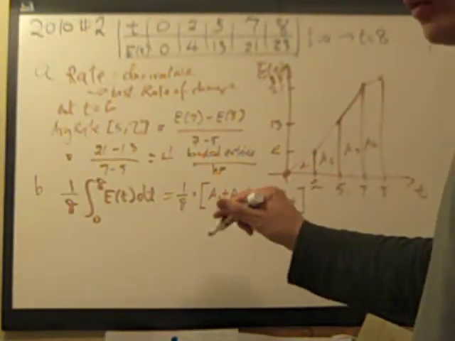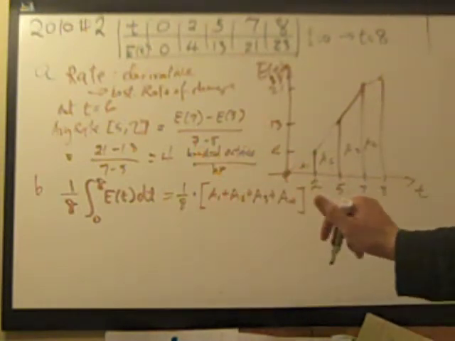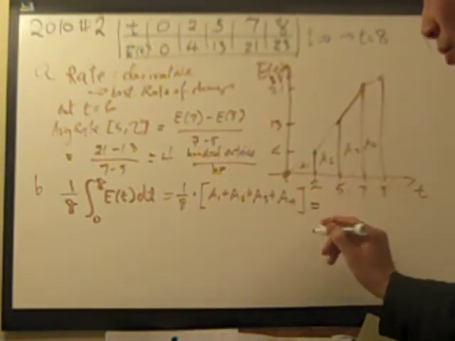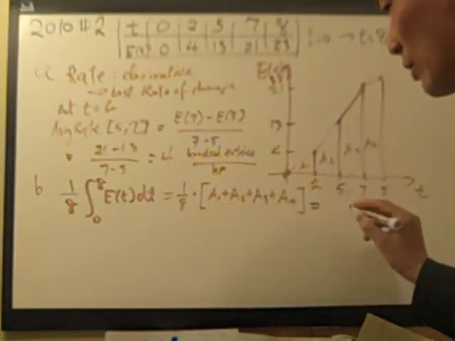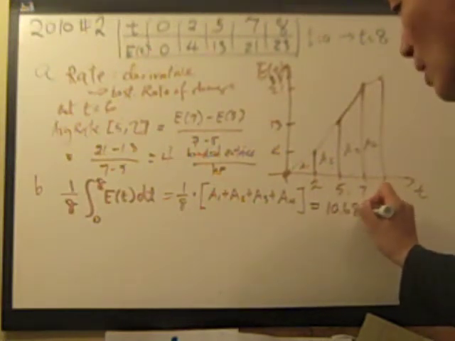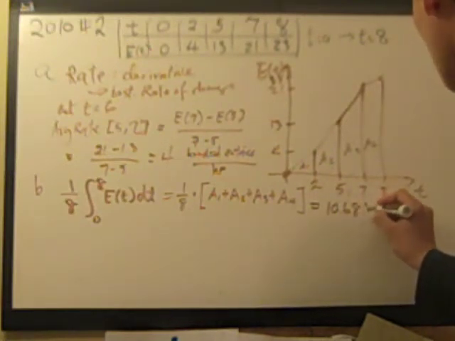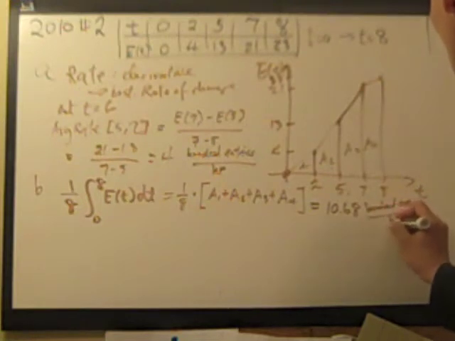So I'm going to go ahead and skip the algebraic computation. The answer is, once you figure all that, looking for those values, your answer ends up to be 10.68, 100 entries per hour.